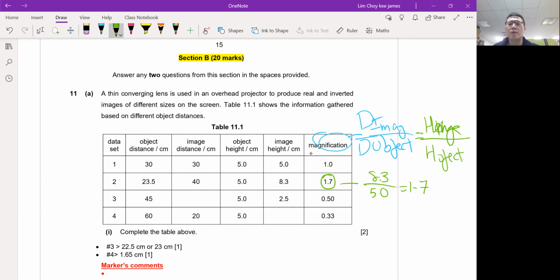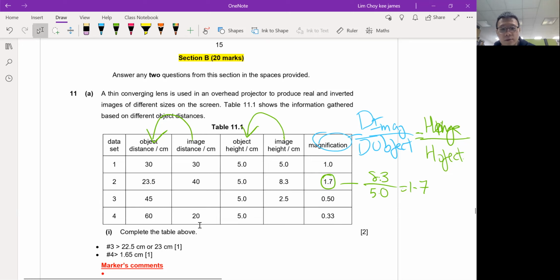It'll be height of image divided by height of object. You have to take note of all these things. So it's always image on the numerator, object at the denominator. So it can be height over height or distance over distance. Okay, so you get your answer straight away.